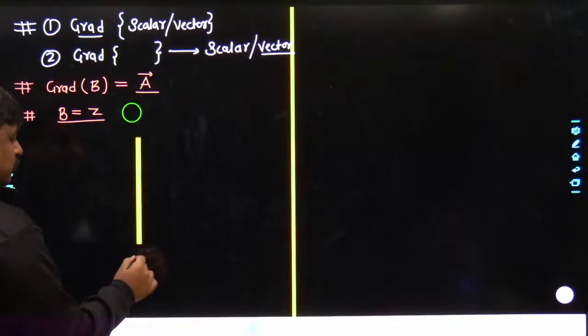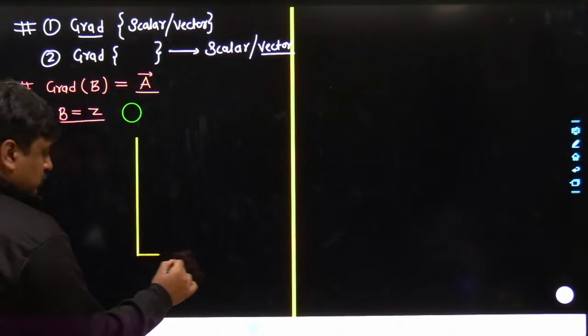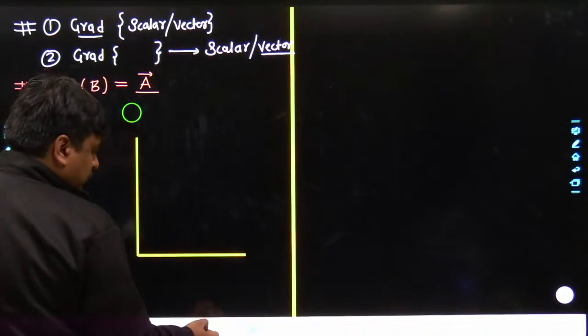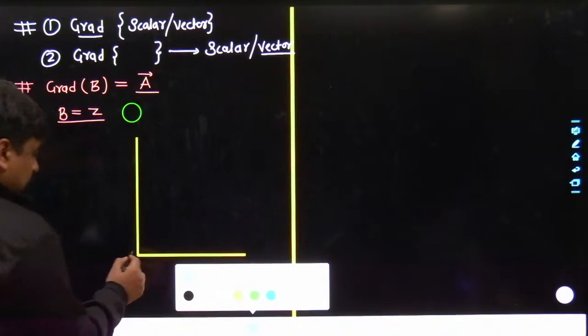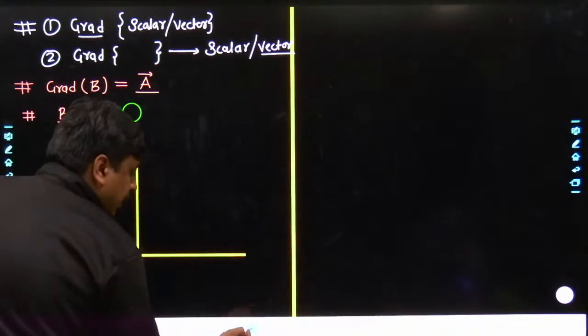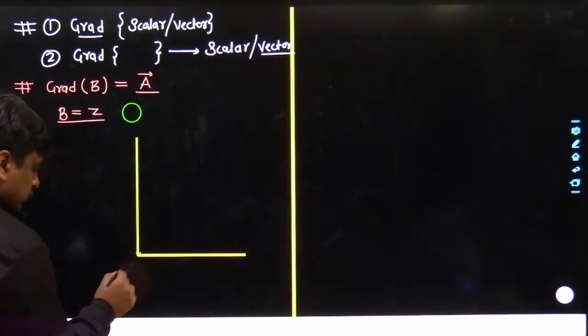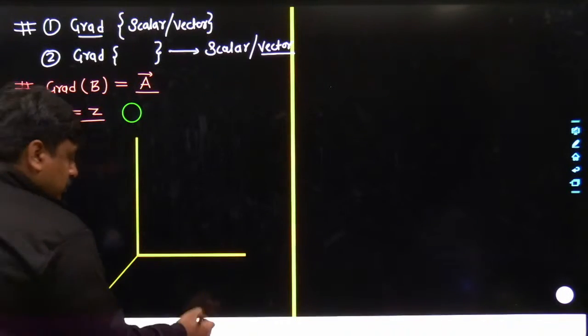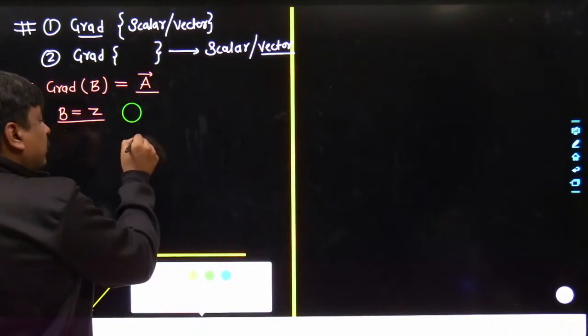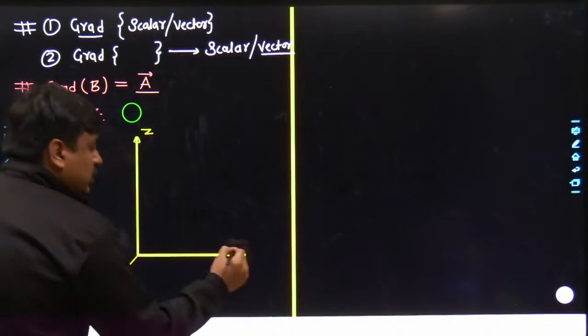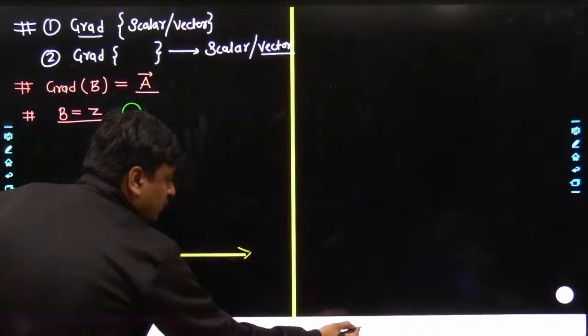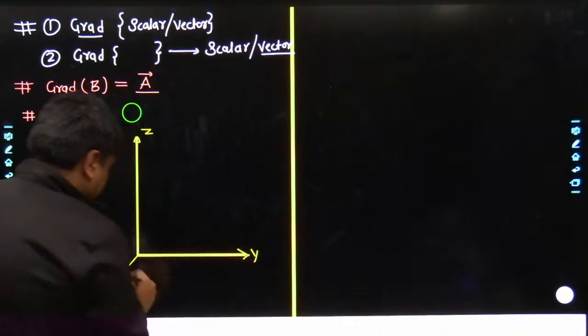Let me take the reference of the Cartesian coordinate system. The x-axis would come out. Here goes my positive z-axis, here goes my positive y-axis, and here goes my positive x-axis.